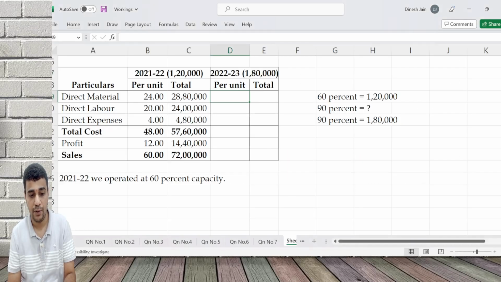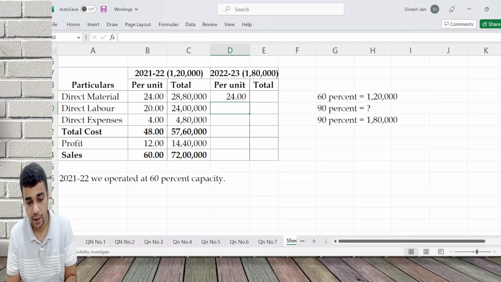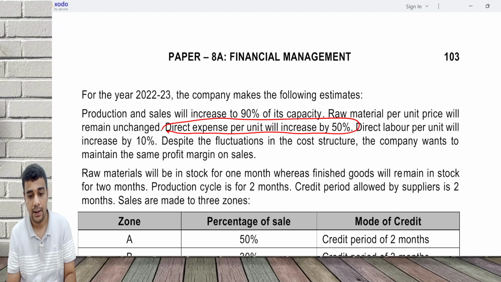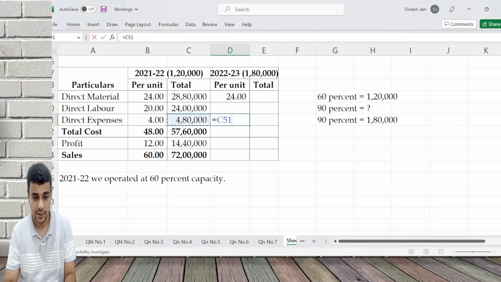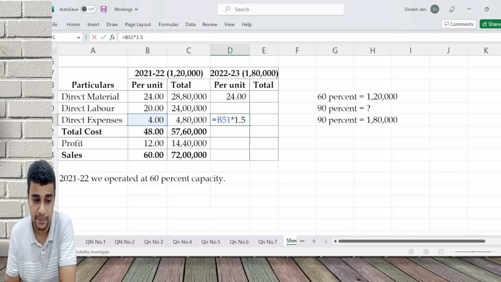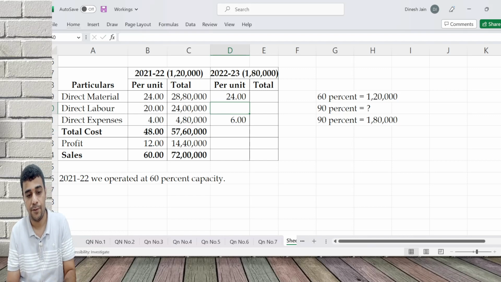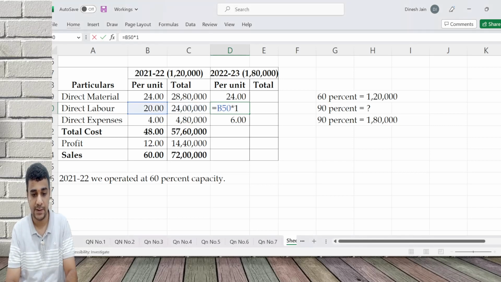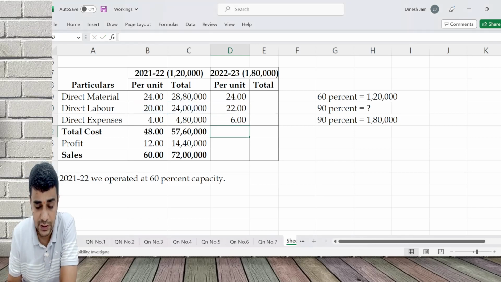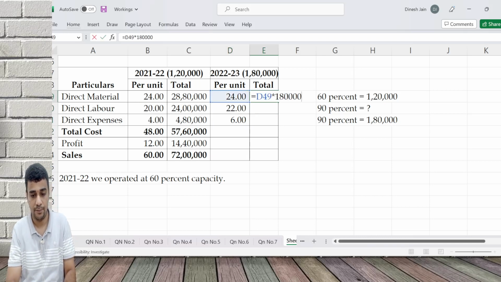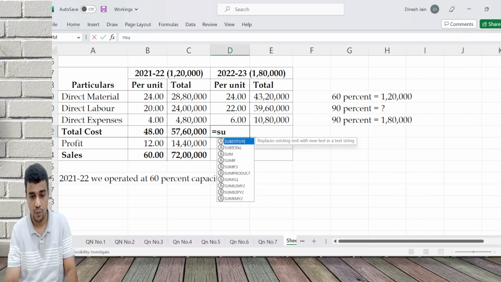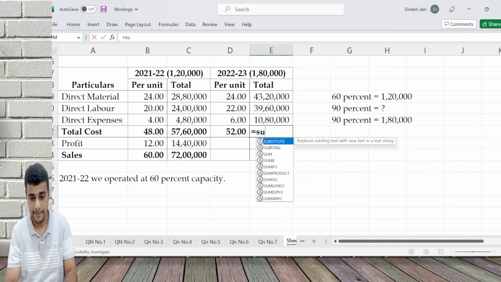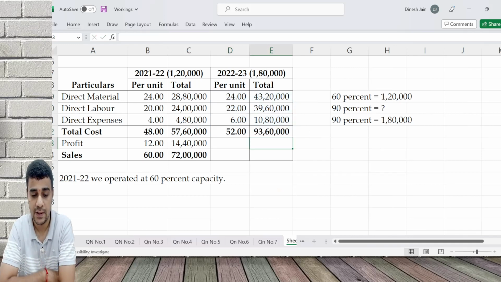Raw material price per unit will remain unchanged, so copy paste at 24. Direct expense will increase by 50%, so 4 into 1.5. Direct labor will increase by 10%. Any change in variable cost represents a change in variable cost per unit. So material remains same, labor went up by 10%, expenses went up by 50%. Units is now 180,000.